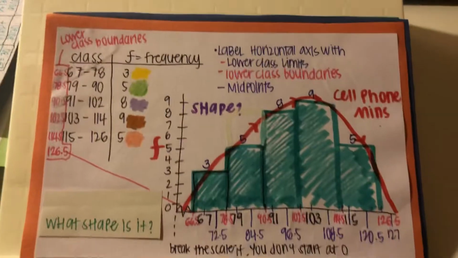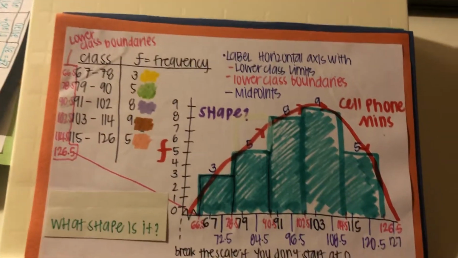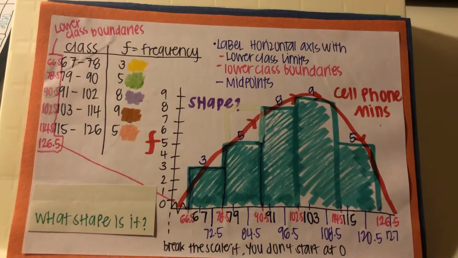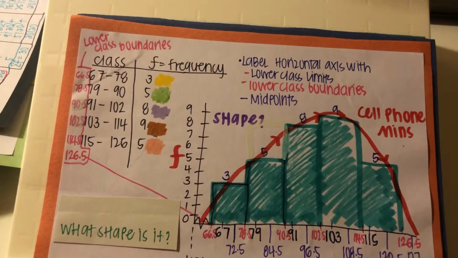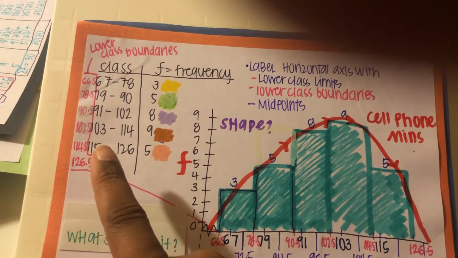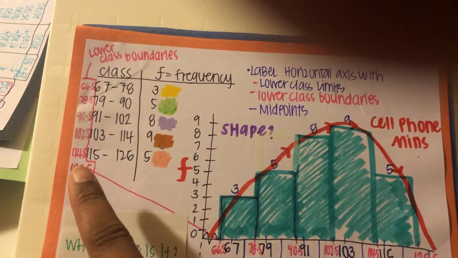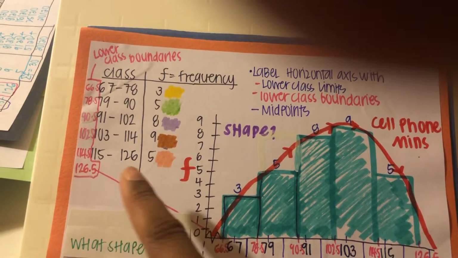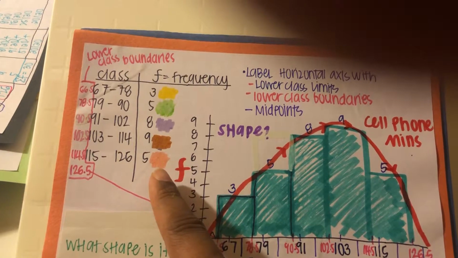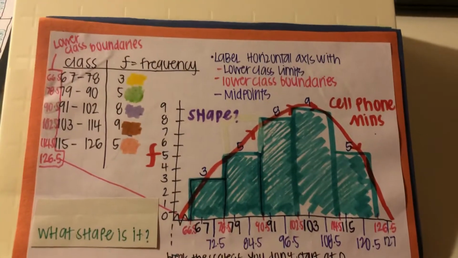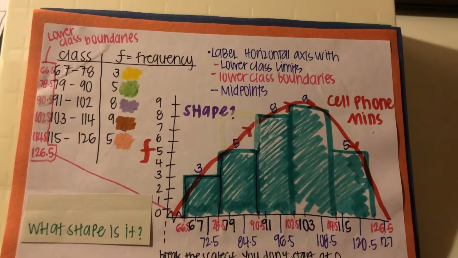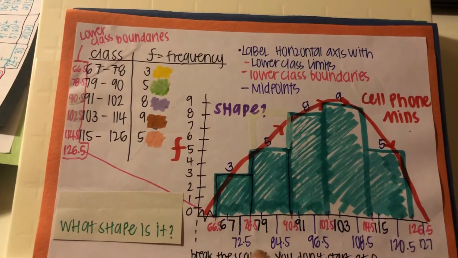Okay, so then we look at this. This is going to be the histogram for that information. So then again, we see the lower class limits here. Then we see the boundaries here. These are the frequency of the colors that you've seen. You're going to label the horizontal axis with the lower class limits, the lower class boundaries, and the midpoints. And they're all shown here.